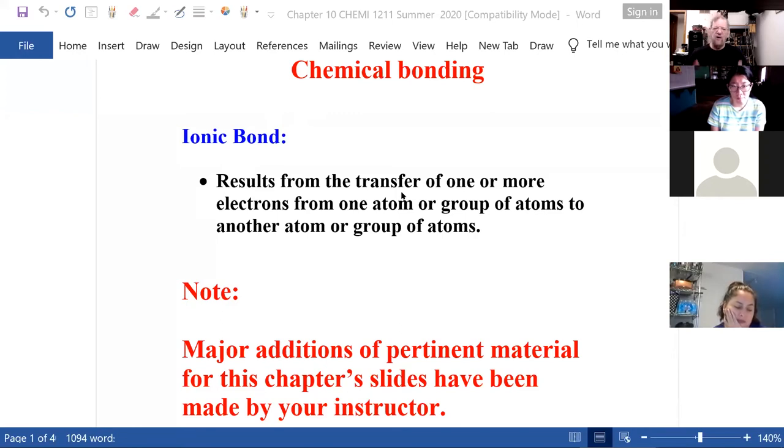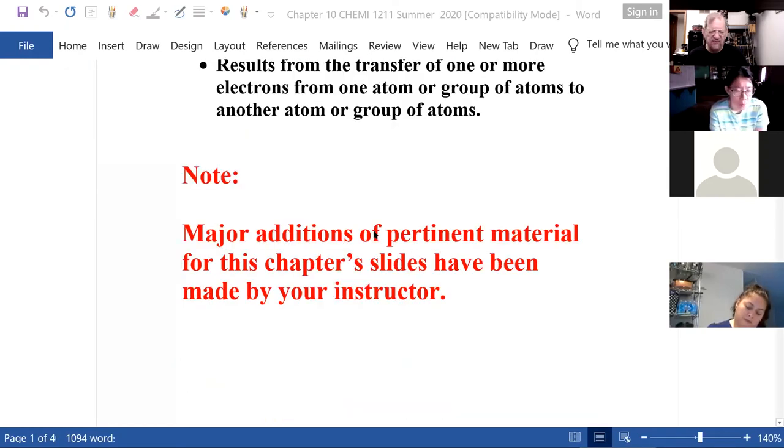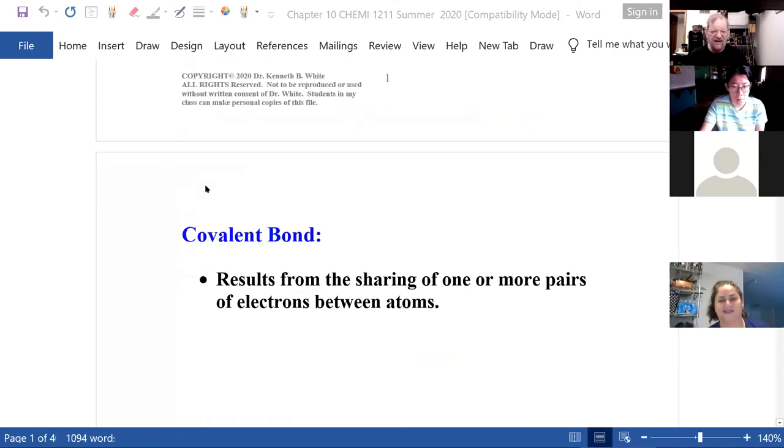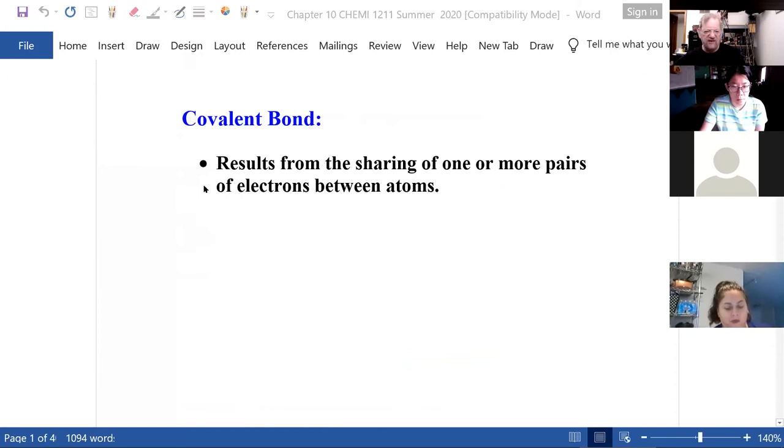All right, what holds atoms together? Chemical bonds. And there are two types I mentioned. Ionic bond, which we just went through and you should know, results from the transfer of one or more electrons from one atom or group of atoms to another atom or group of atoms. Major additions to the pertinent material of this chapter's slides have been made by me, so if you're reading the book, you'd see extra stuff. I'm not even going to charge you extra for it. I also talked earlier about the covalent bond, which results from the sharing of one or more pairs of electrons between atoms.